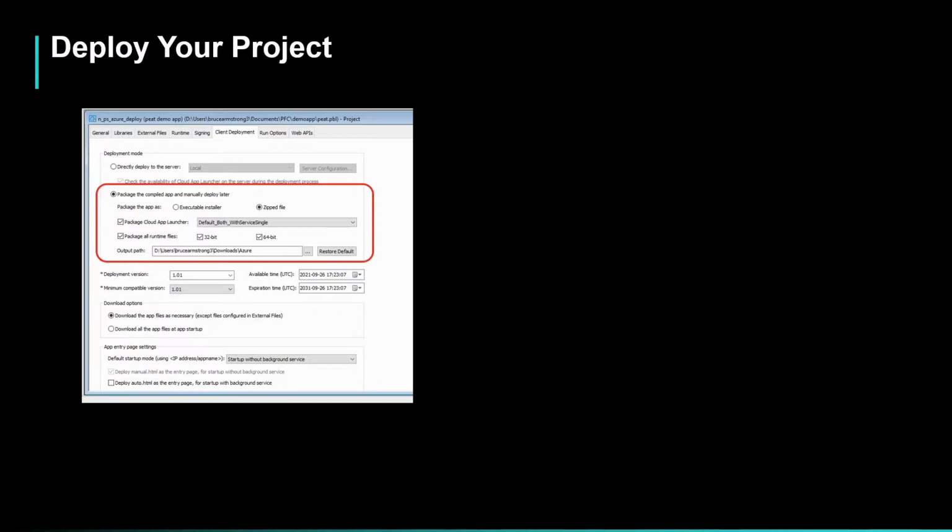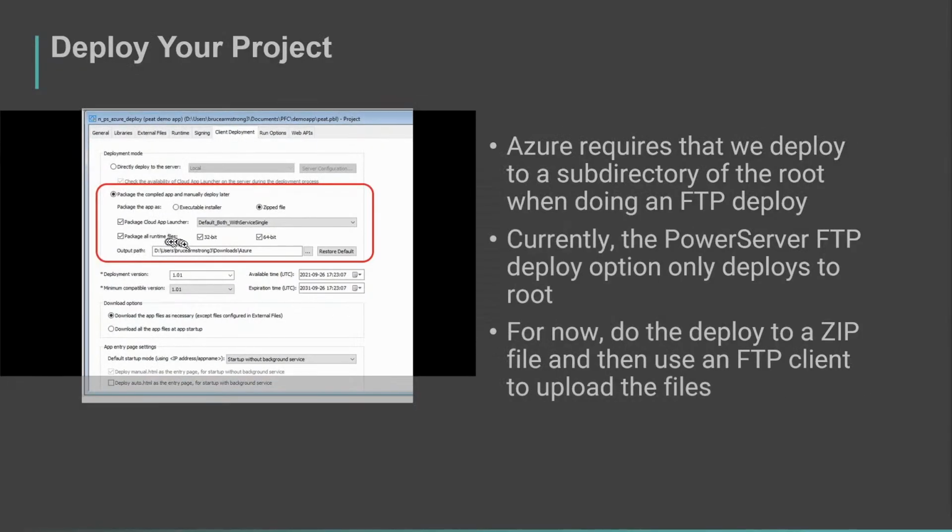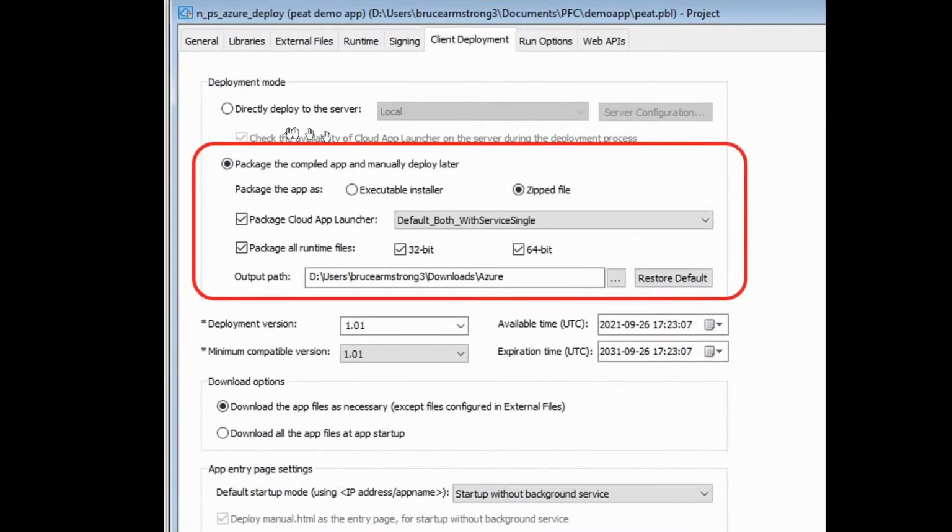Also, I'm going to go into the client deployment tab, and because we're doing this through FTP, we can't connect directly to the server. So what I'm going to do is package this as a zip file, and I'm going to include everything.